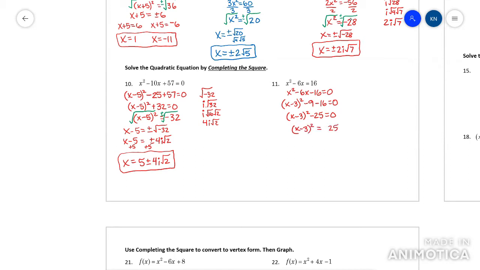Now is when you would root it, because the square is by itself. Don't forget plus minus. So when you do this, you get x minus 3 equals plus minus root of 25, which is 5. This is when you would write it twice. X minus 3 equals 5. X minus 3 equals negative 5. Solve each one by adding 3. So you get 8 and you get negative 2.